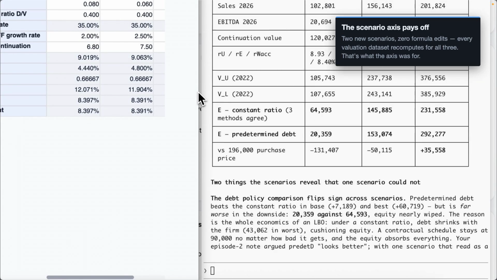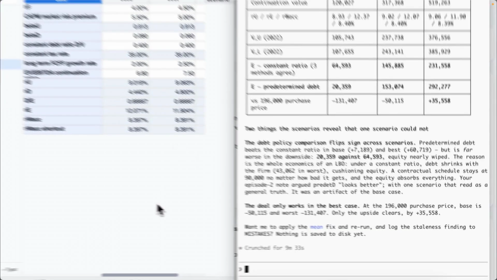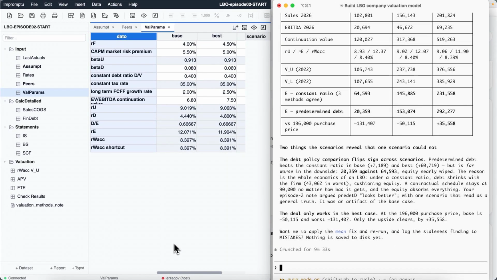And there it is. Every valuation dataset, the DCF, the APV, the flow to equity, the checks, has recomputed for all 3 scenarios at once. Best case equity up here, base in the middle, worst down there. 0 formula edits. That's what the scenario axis was for. Describe the structure once, and every what-if comes for free.